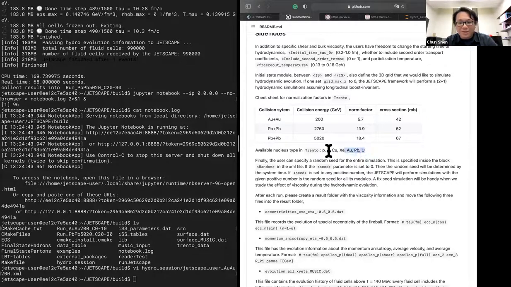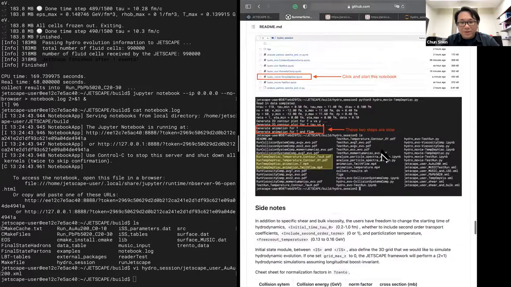So there are a lot of possibilities you can try with these available options in the Trento module to generate different initial conditions. I would suggest you do a few comparisons of different collision systems as homework. If you find something cool, you can share it with all your fellow students and also us, to see interesting comparisons you would like to share. This will help you practice how to set up any arbitrary collisions you would like to simulate within the JETSCAPE framework.